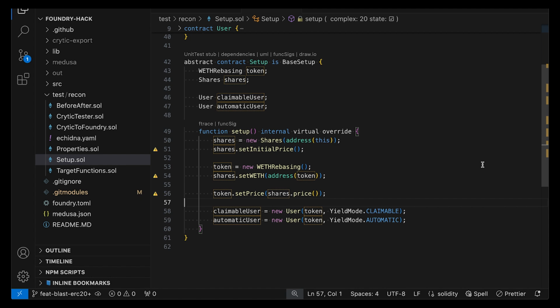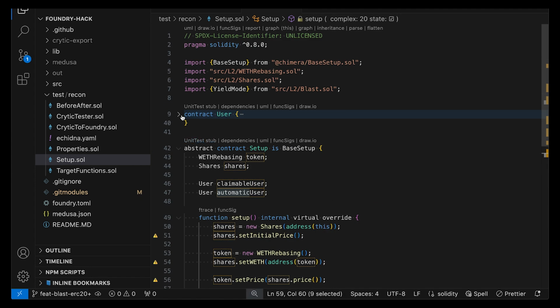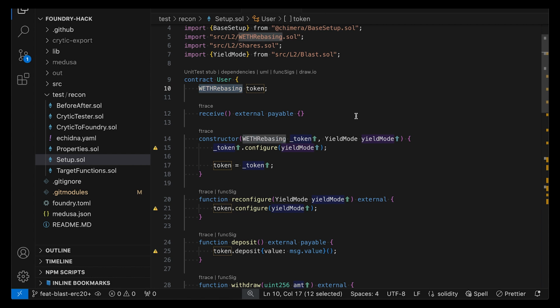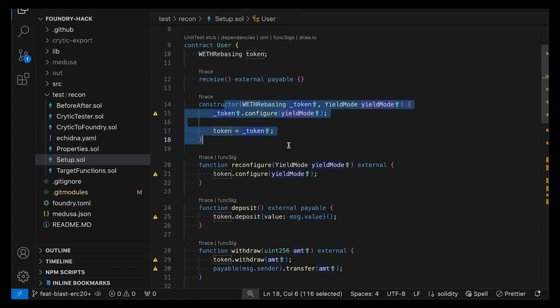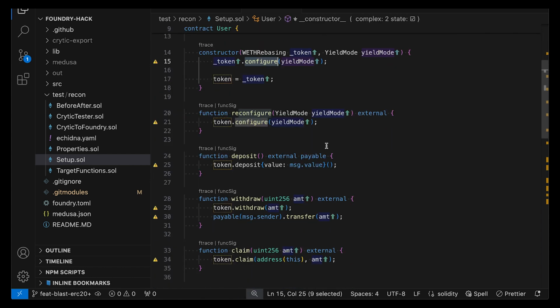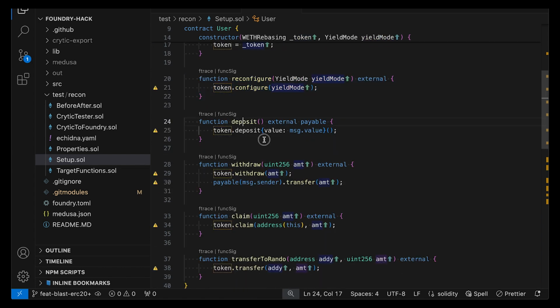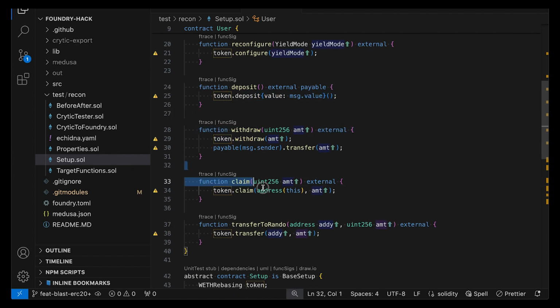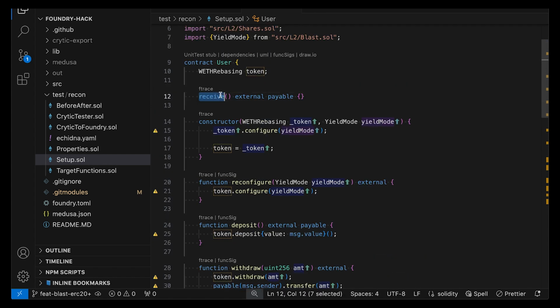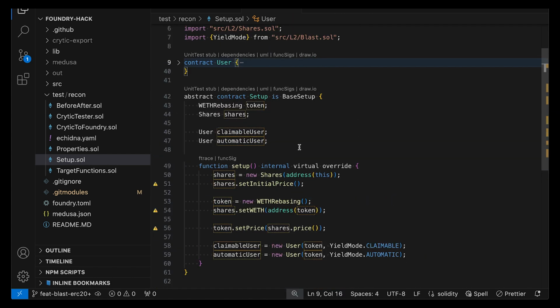So this is a bonus just for the YouTube video. As I mentioned before in the office hours, I also had a second tester where I compared the different users to see if I was able to generate a loss. You can see here I'm going to have a user contract with claimable and automatic modes. The contract receives a reference to the token, which is set in the constructor, and we set the mode as well. Then we have a way to reconfigure the mode, deposit, withdraw, and claim, as well as transfer tokens to a random address. And obviously we needed the receive to be able to withdraw the WETH back.